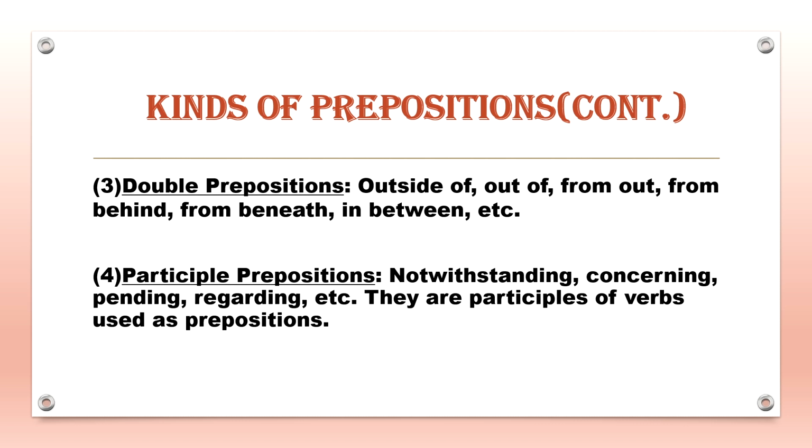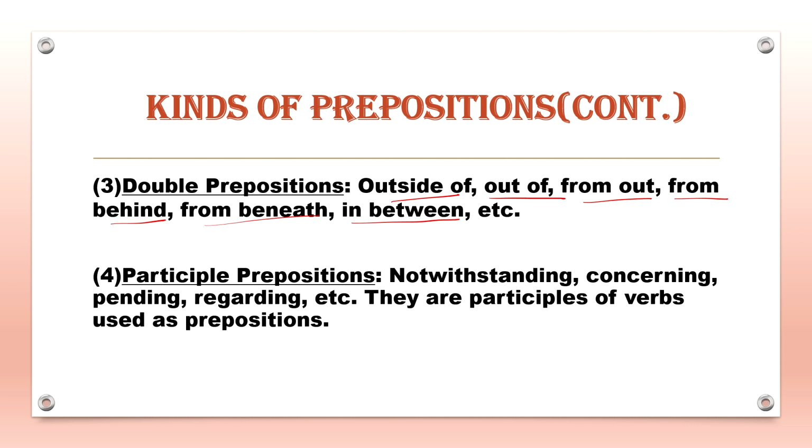Now next, double prepositions. Two simple prepositions joining together to form one which connects the noun or pronoun to the rest of the words in a sentence is called double preposition. Outside of, out of, from out, from behind, from beneath, in between, and so on. These are all your double prepositions. So now let us take an example. She is sandwiched in between two of her cousins.